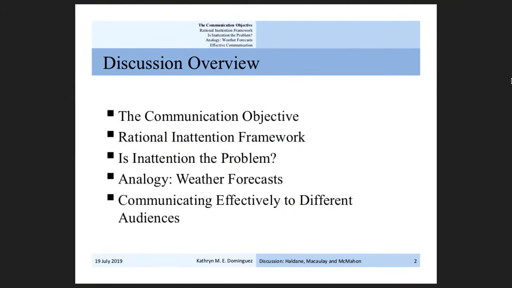a paper. I'm going to start off just talking a little bit about this communication objective, which we've talked about more broadly in this session. Talk about the rational inattention framework, which is the framework that they're using in their theoretical model. Ask whether or not inattention is actually the problem. I'm going to use a weather forecast analogy to help with that, and then talk more generally about how one could more effectively communicate across diverse audiences, which is, I think, somewhat what this session is all about.